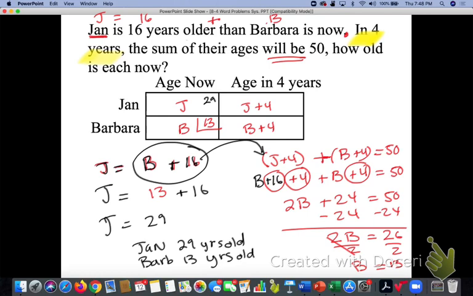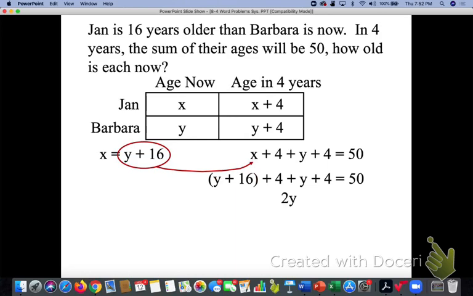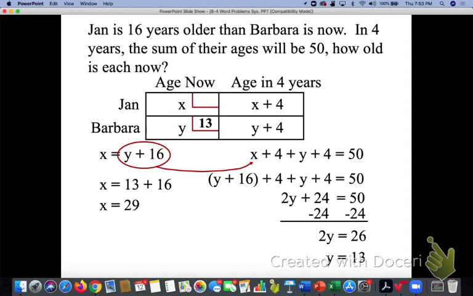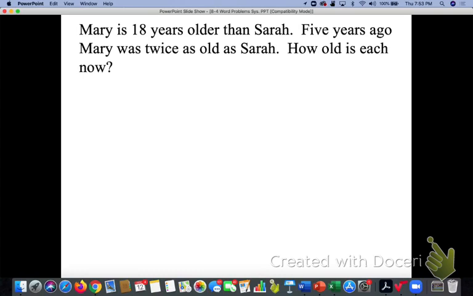So I use these boxes not to solve, but to just organize my information. So with the age problems, I just organize my information. All right, you can pause it and take notes. Okay, I don't like to use X and Y because when I find my answer Y, I don't know who I'm talking about. When I get B equals, I know I'm talking about Barb. So I really use the letter of the person's name. All right, pause the recording, try the next one on your own.